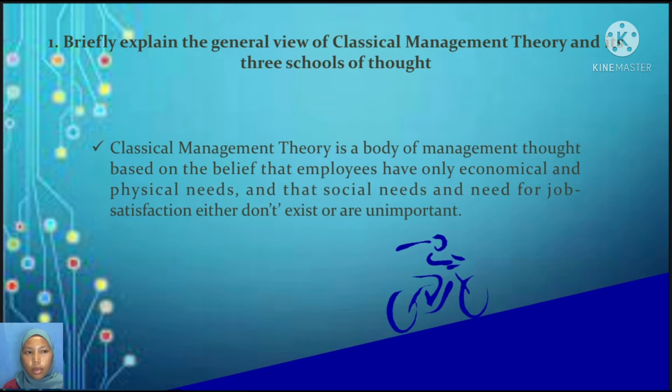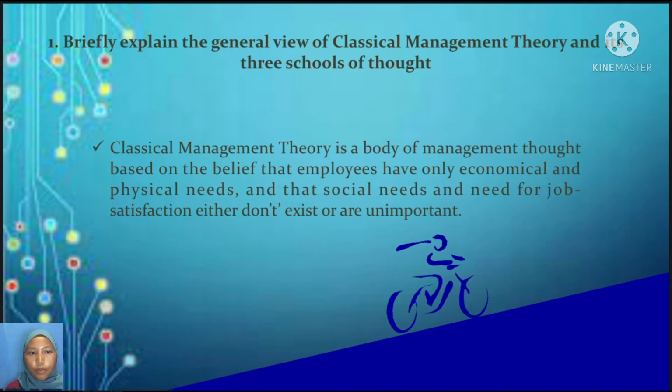The first thing is, classical management theory is a body of management based on the belief that employees have only economic and physical needs, and that social needs and the need for job satisfaction either don't exist or are unimportant. Classical management theory dominated management thinking in the 1920s and 1930s by emphasizing the efficiency of the work process.